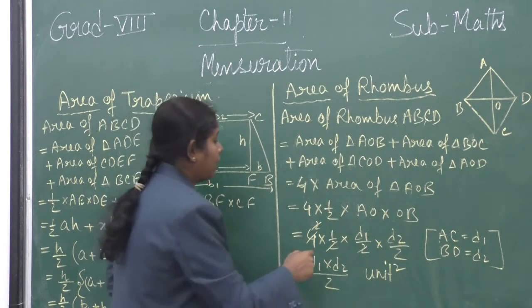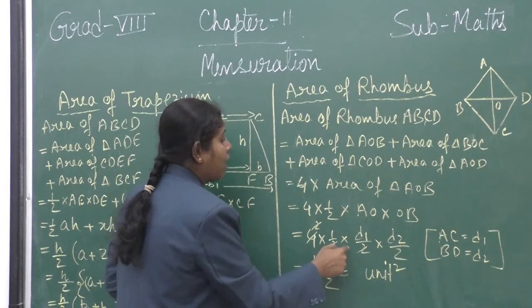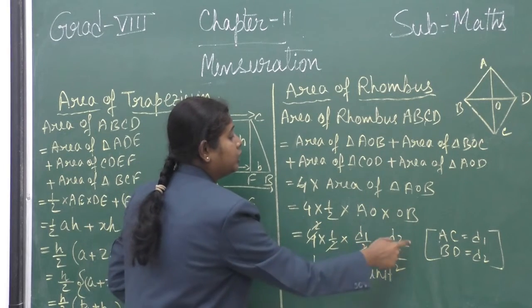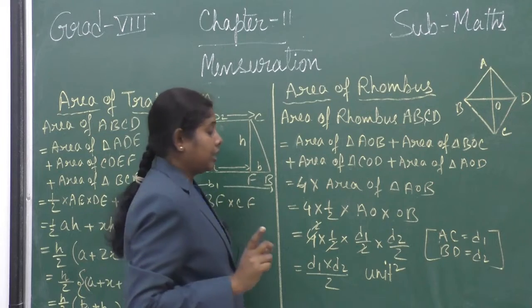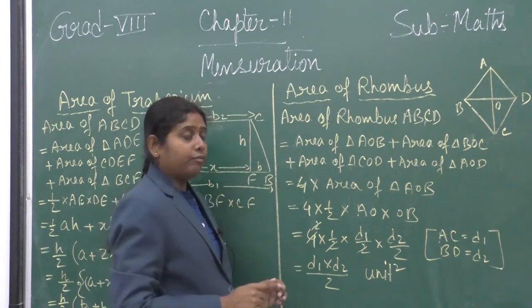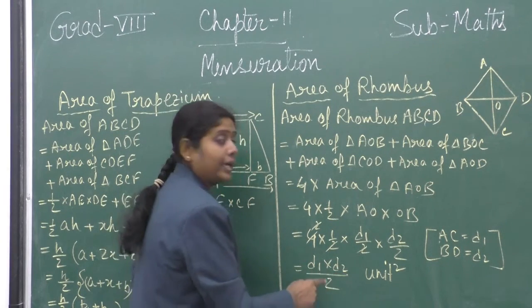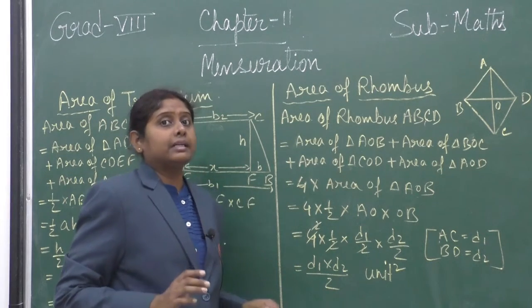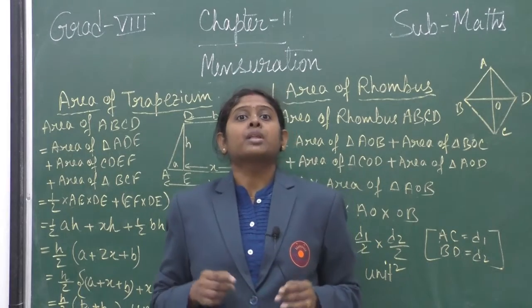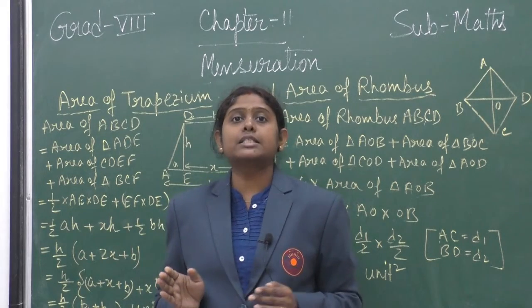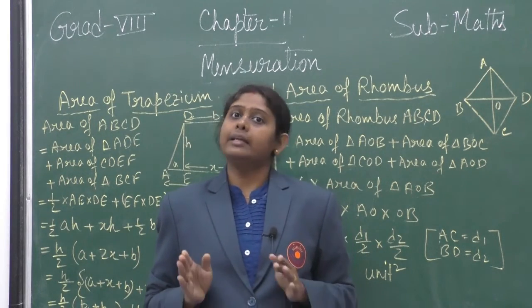After putting the value, we will get 4 into half into D1 by 2 into D2 by 2. After cancelling the 4 with the 2's, we will get the final formula D1 into D2 by 2 square unit. Thus, the area of the rhombus ABCD is equal to product of the diagonals divided by 2 square unit.